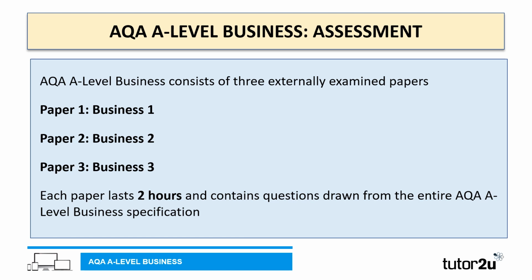So as we can see on screen, AQA A-Level Business is assessed through three externally examined papers: Paper 1, Business 1, Paper 2, Business 2, and Paper 3, Business 3. Each of the papers last 2 hours and contain questions drawn from the entire AQA A-Level Business specification. So Paper 1 can contain questions from 3.1 to 3.10, as can Paper 2, as can Paper 3.